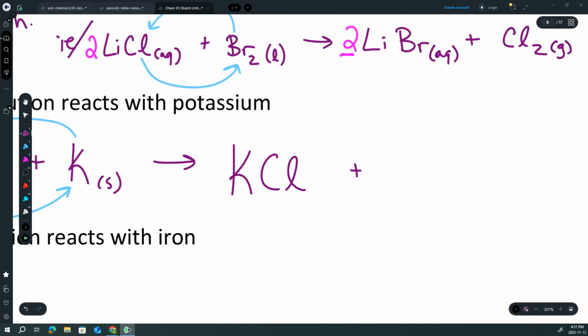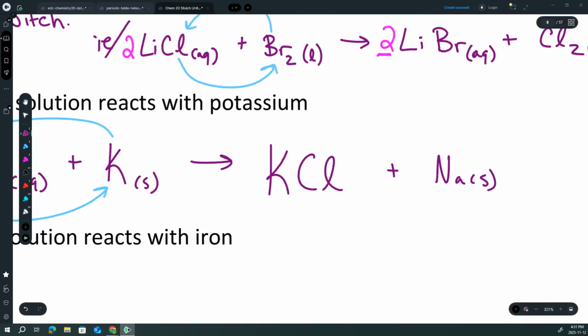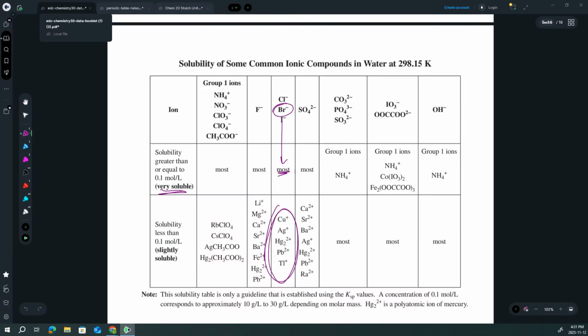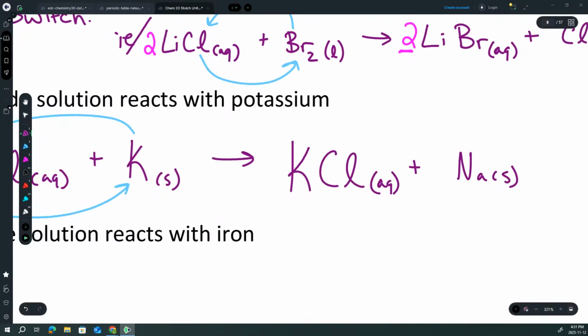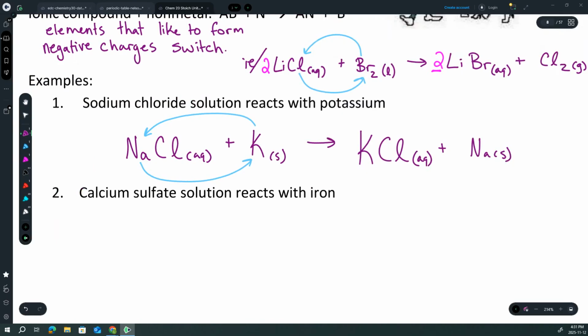Plus, and we have sodium by itself. So sodium by itself is going to be a solid. Potassium chloride, let's see. So chloride, most things are soluble. Double check to make sure potassium isn't there. Yeah, we're good. So this is aqueous. Now, it looks like the entire equation is balanced as well, so I don't need any coefficients here.